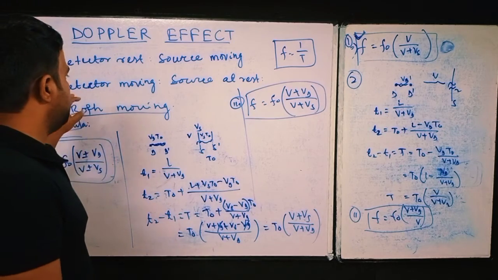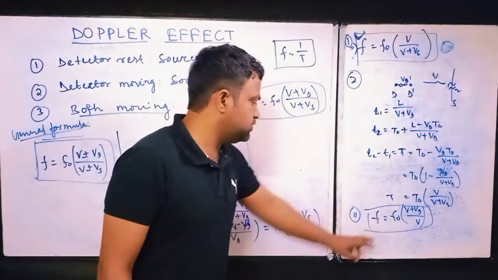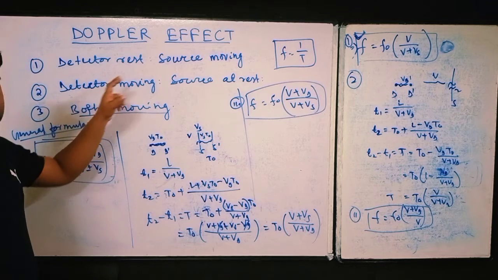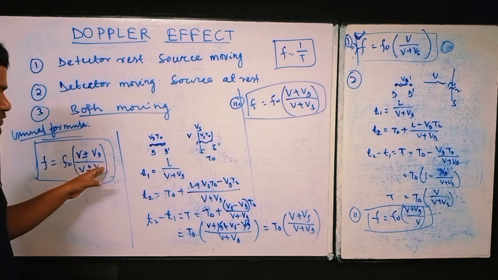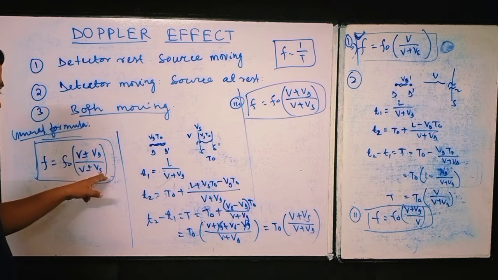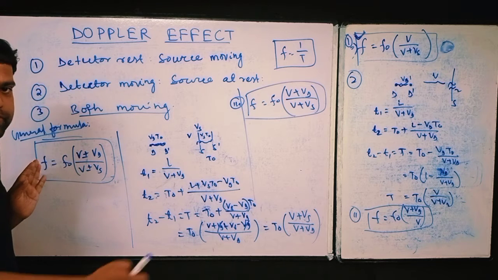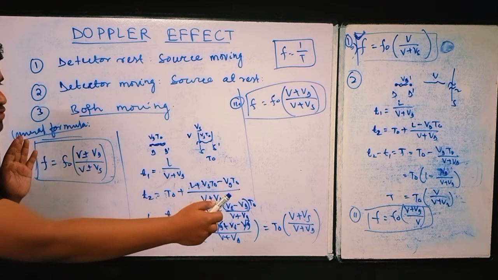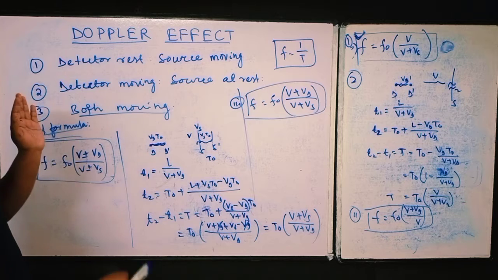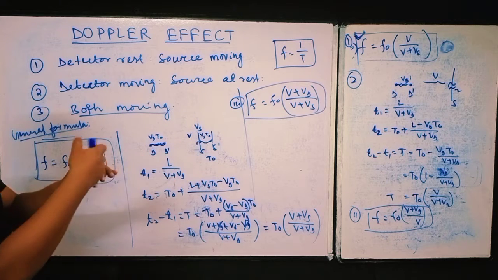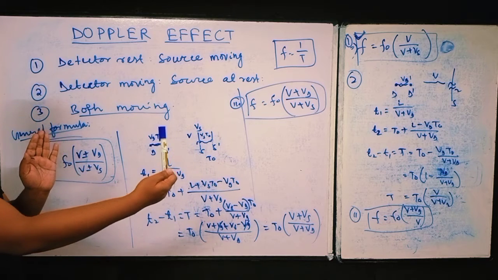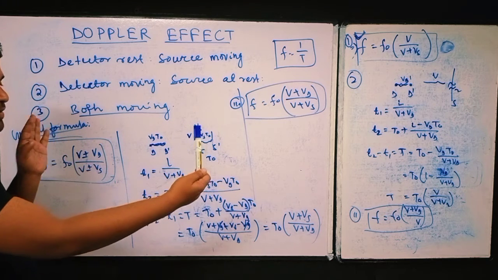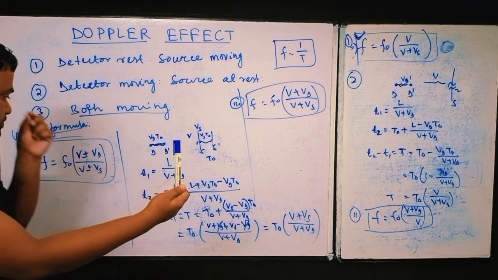Now, how will you get the second formula? The second formula is: detector moving, source at rest. So the source is at rest, the speed of the source is 0, so we'll put 0 here. So V plus Vd by V. When the detector is moving towards the source, your Vs is 0, then V plus Vd.